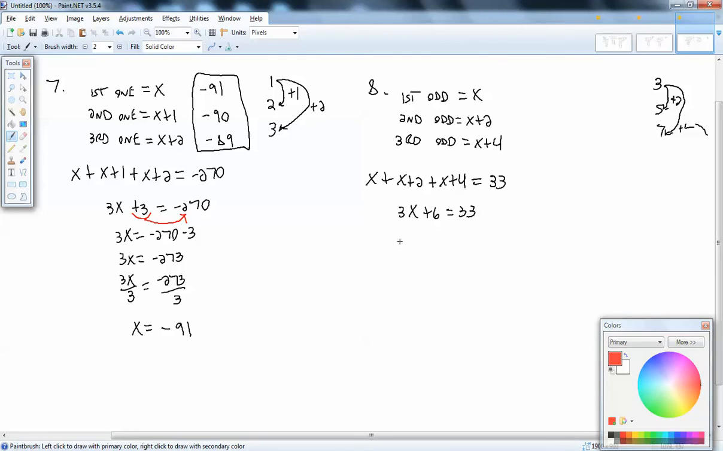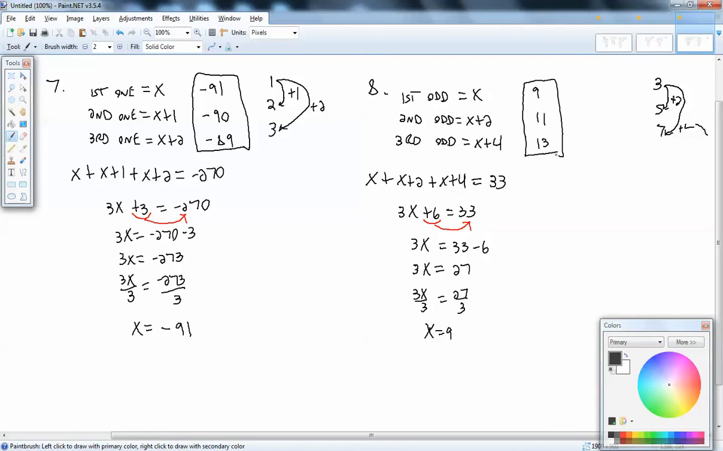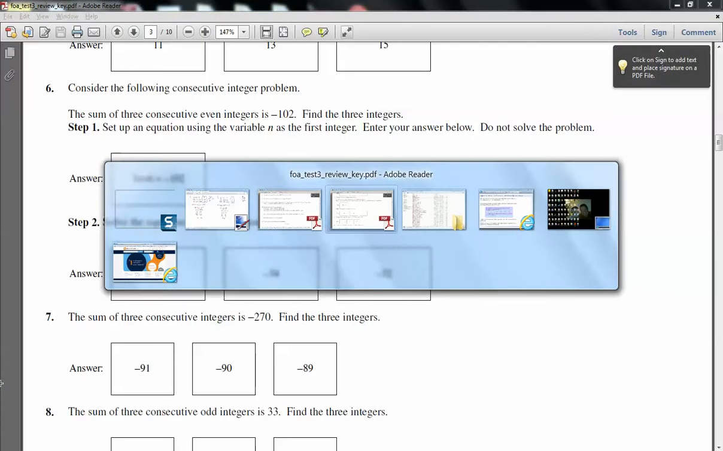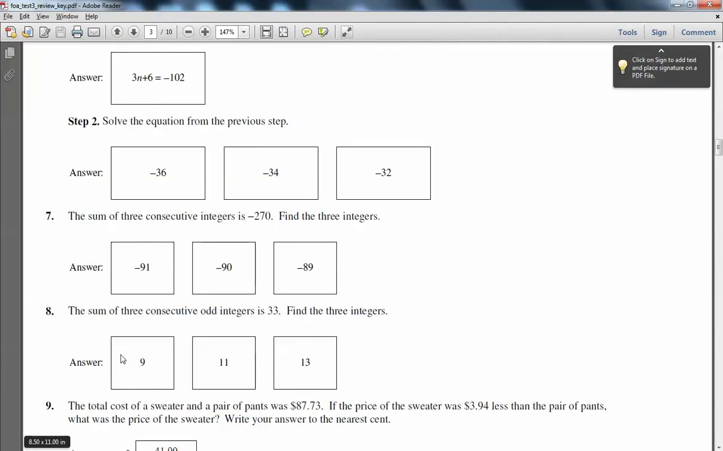Going through our 4 steps for solving linear equations. First step is get rid of parentheses, don't have any. Second step is get rid of fractions, don't have any. Third step is get everything with an x on one side, numbers on the other. So take 6 over. Take anything across the equals, your sign changes, so it becomes a negative 6. 33 minus 6 is 27. And then divide both sides by 3, and you get x is equal to 9. So if this one's 9, this will be 11, and this will be 13. And let's go double check that. 9, 11, 13. That looks good.